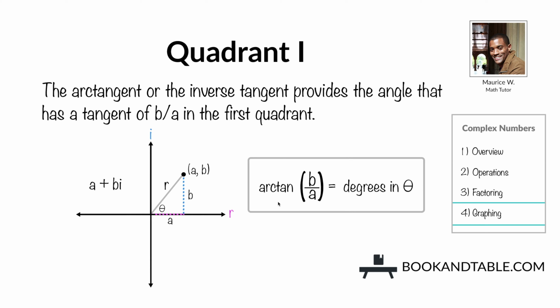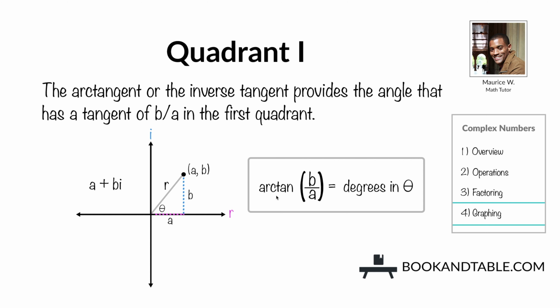Now the arctangent, or the inverse tangent, provides the angle that has a tangent of b over a in the first quadrant. And I say the first quadrant because as we move to the other quadrants, these rules will slightly change. Okay, but in quadrant 1, the theta angle is shortest from the real axis to the vector of our modulus. So the arctan of b over a will always give us theta in degrees in quadrant 1.